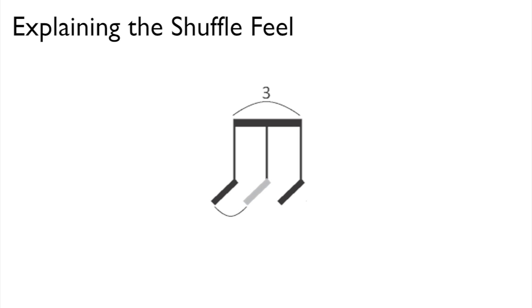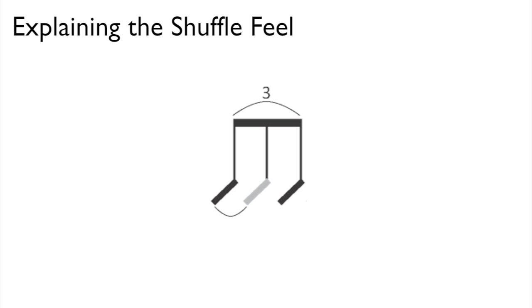A shuffle feel is created by playing the first and third triplet of every beat, effectively leaving out or playing through the second triplet in each beat. To help illustrate how we only play the first and third triplet in the bar, I've put a new curved line underneath the triplets that show how the first two notes are joined together. This notation is called a tie.